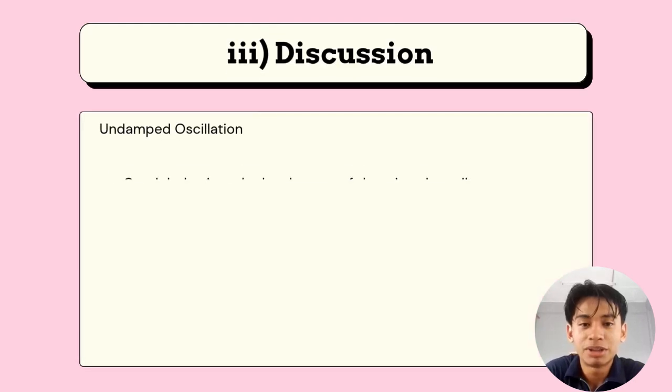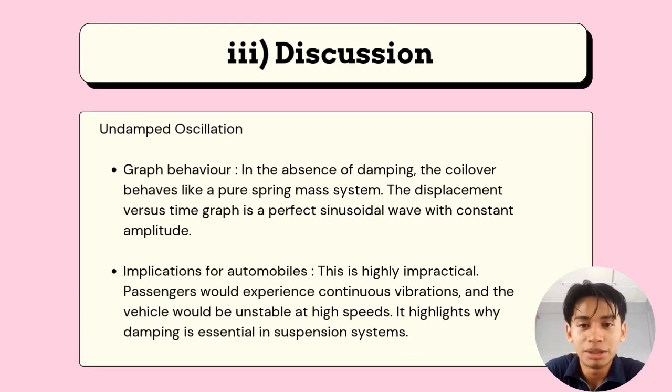Discussion: undamped oscillation. Graph behavior: in the absence of damping, the coil-over has no damping in the system. The displacement versus time graph is a perfect sinusoidal wave with constant amplitude. Implication for automobiles: this is highly impractical. Passengers will experience continuous vibration, and the vehicle is unstable at high speed. It highlights why damping is essential in a suspension system.